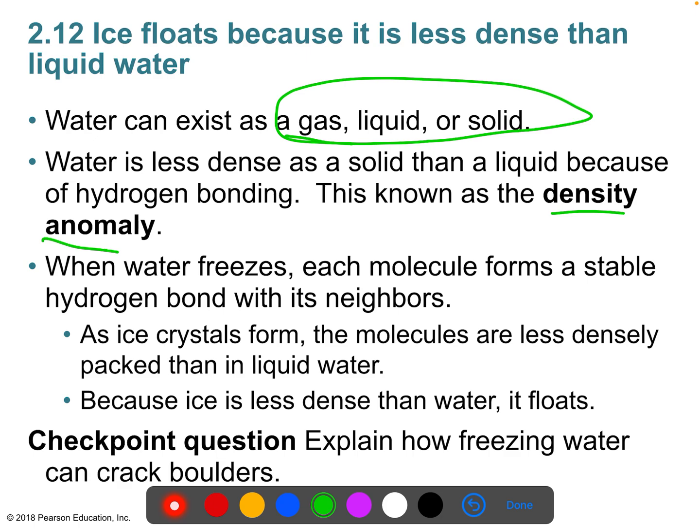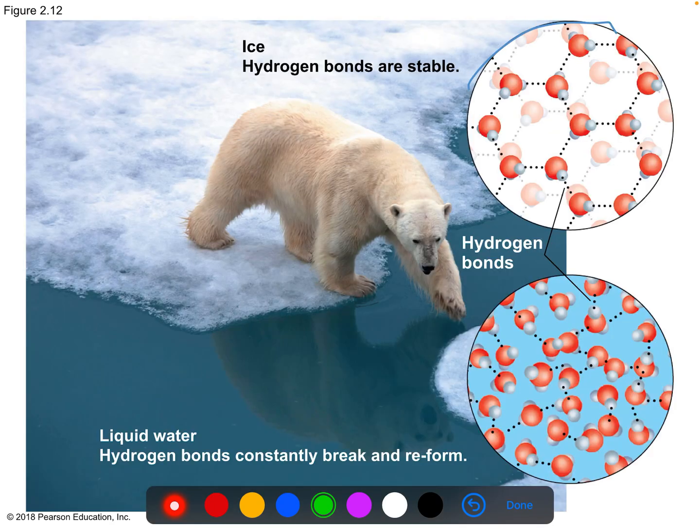So in two equally sized volumes of water, the liquid water would have more molecules in it than the solid version. That's why the solid version, the ice version, floats, because it's less dense. It has fewer molecules in the surrounding area. So it looks something like this. Notice these are two equal volumes, but look how many more molecules are in the liquid version.